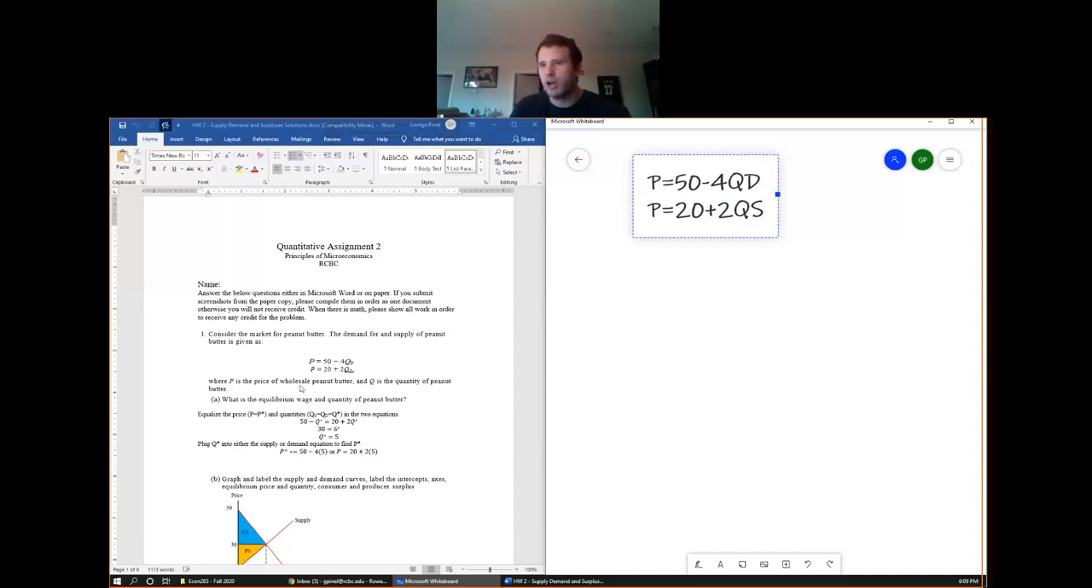P is the price of wholesale peanut butter, Q is the quantity. What is the equilibrium price and quantity of peanut butter? For equilibrium, we always have P equal to P star and QS equal to QD. So you're going to have one equilibrium price and one equilibrium quantity. That's part of the definition of equilibrium, that they have to be a settling point for the market. So basically we're solving a system of equations for two variables, P star and Q star. I'm going to replace QD and QS with Q star and P with P star. And then we can solve.